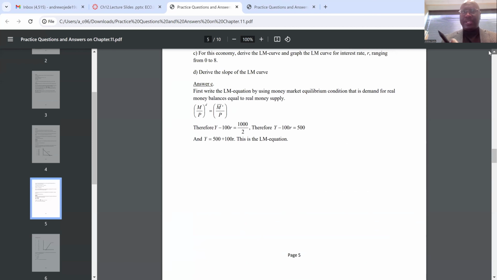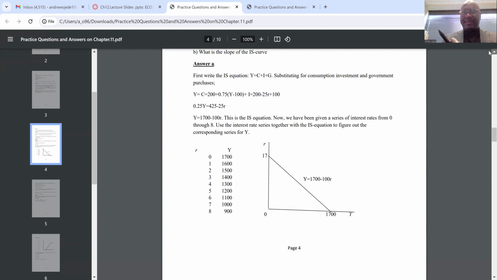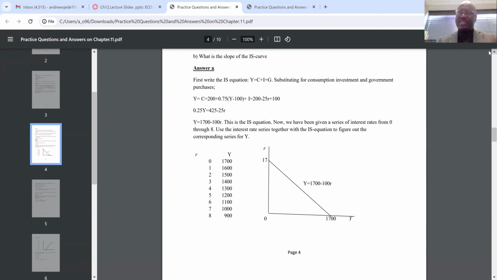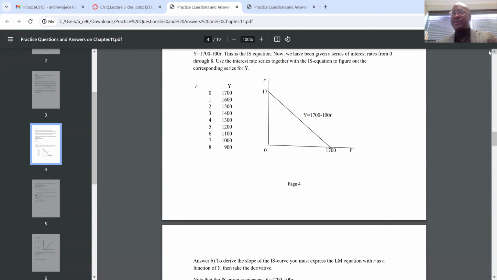We derived the equation for the IS curve, and we plotted the IS curve. So we found the IS curve is Y equals 1700 minus 100R. Remember, the IS curve comes from the goods market equilibrium. So when I ask you to derive the equation that represents the IS curve, you just need to invoke the goods and services market equilibrium.